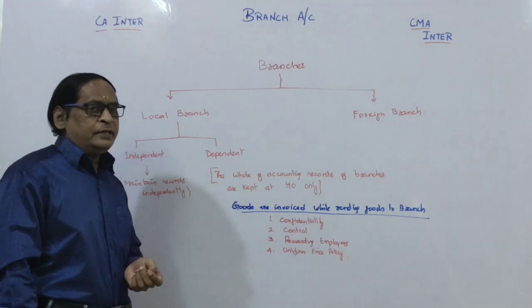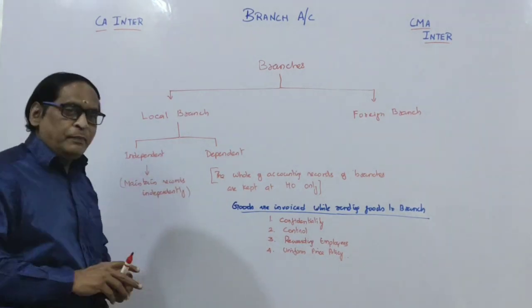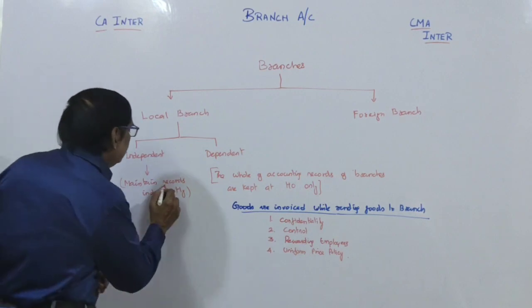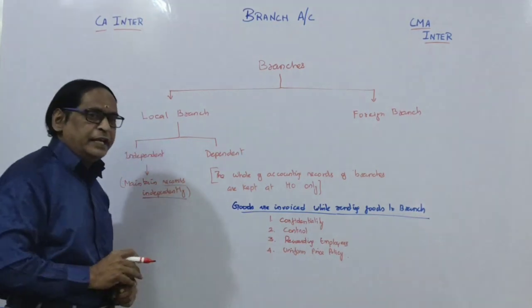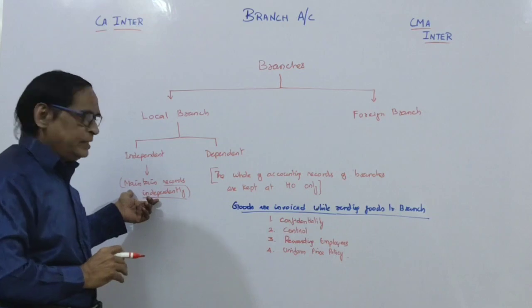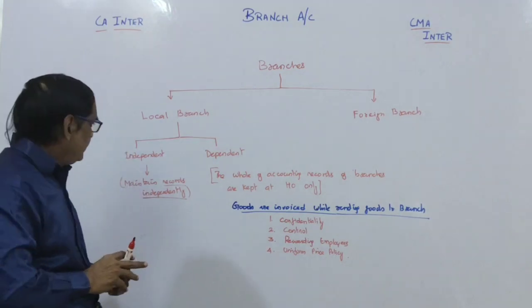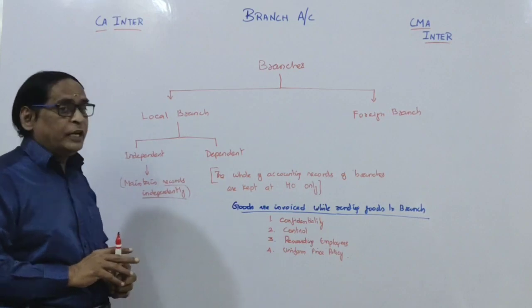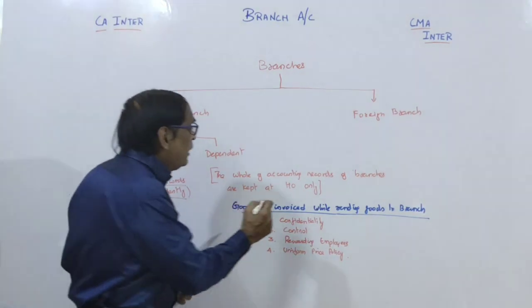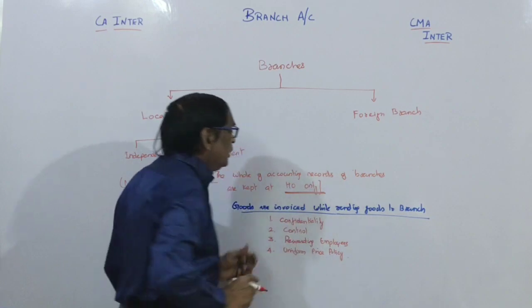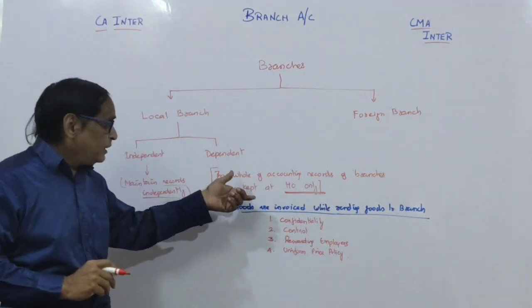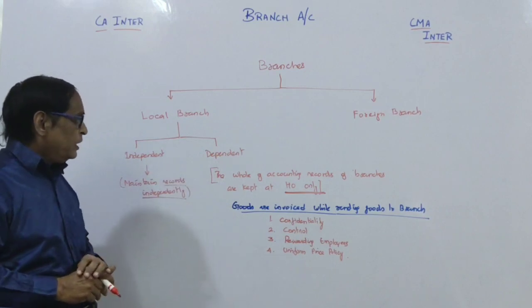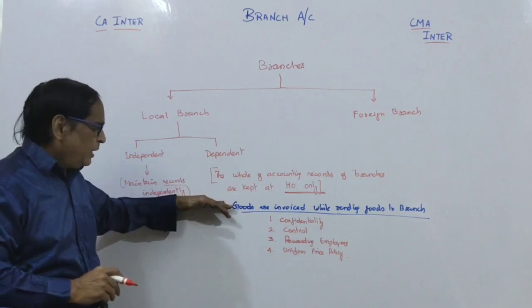What is independent branch? Independent branch is nothing but the branch that maintains its own records independently. Any branch maintaining its accounts independently is called independent branch. Dependent branch, the whole of the accounting records of the branch are kept at the head office only. If all records of the branch are kept at the head office, that branch is called dependent branch. So these are the main points you have to bear in mind.